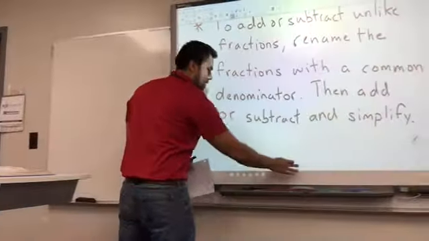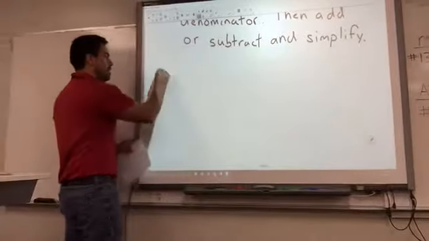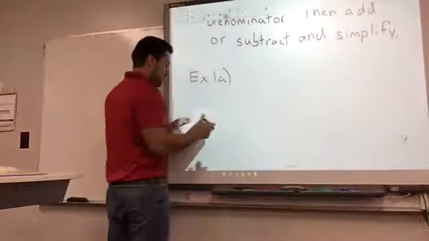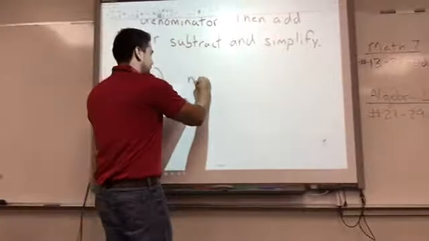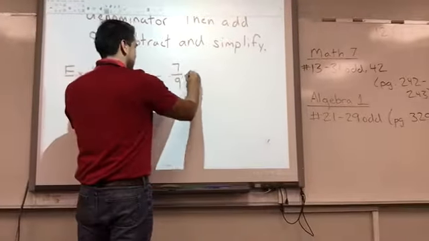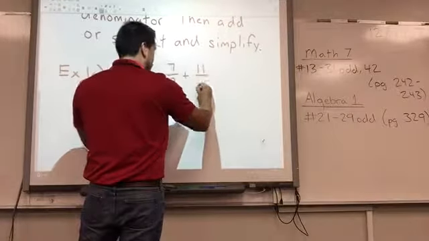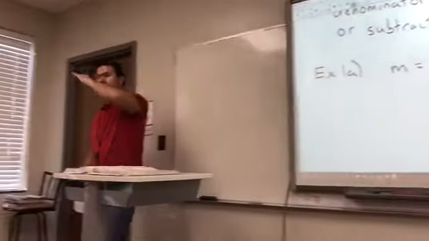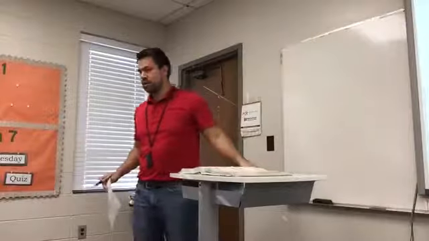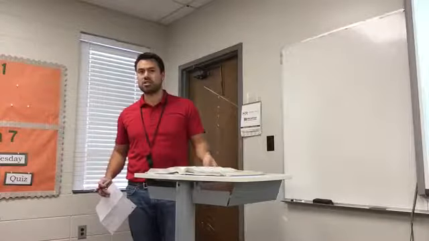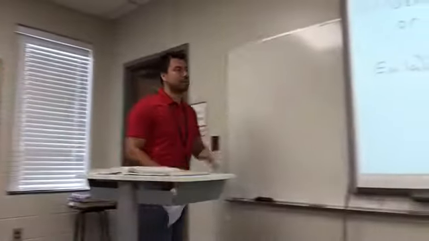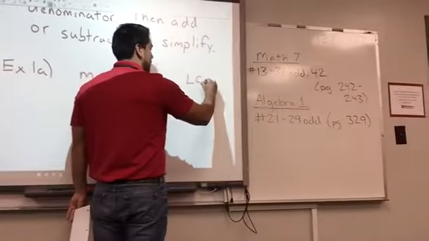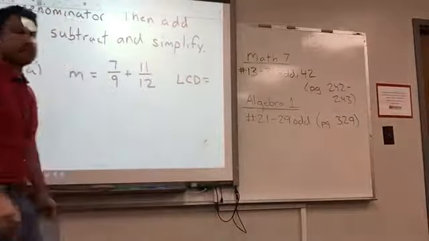All right, let's look at example number 1. Example 1A. So here I have m equals 7/9 plus 11/12. Now, can I just start adding the numerators together? No, because these are what kind of fractions? Unlike. So I need to make them like. And this is what I'm asking myself in all these problems. What is the LCD? What's the LCD?